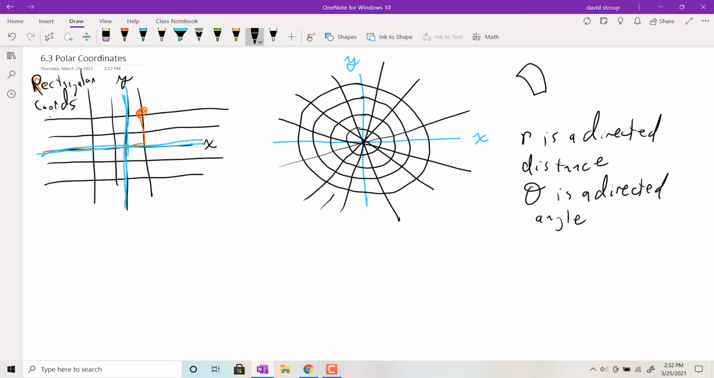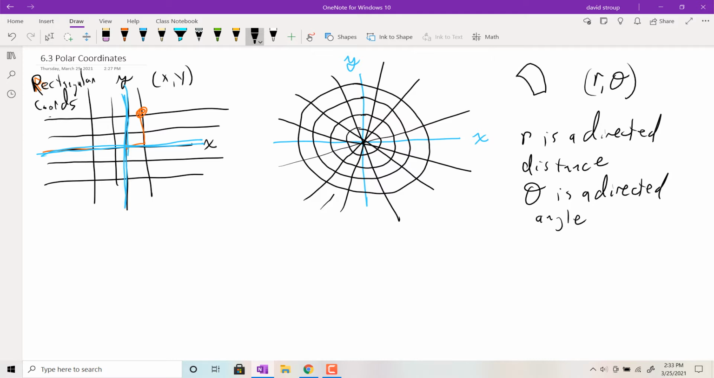Okay, so instead of x comma y over here to designate points in the plane, now you're designating points in the same plane, but with r comma theta. We'll want to be able to go back and forth between these two. One of the weird things about polar coordinates is that they're non-unique. Let me give you an example of one polar coordinate.